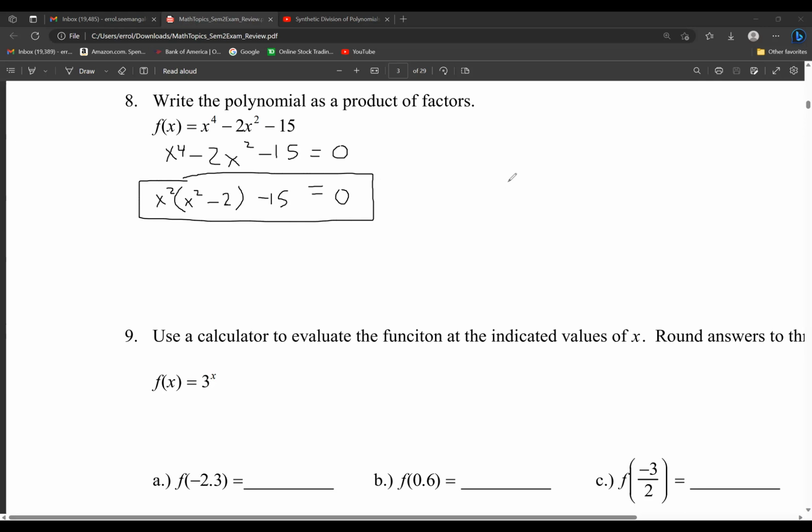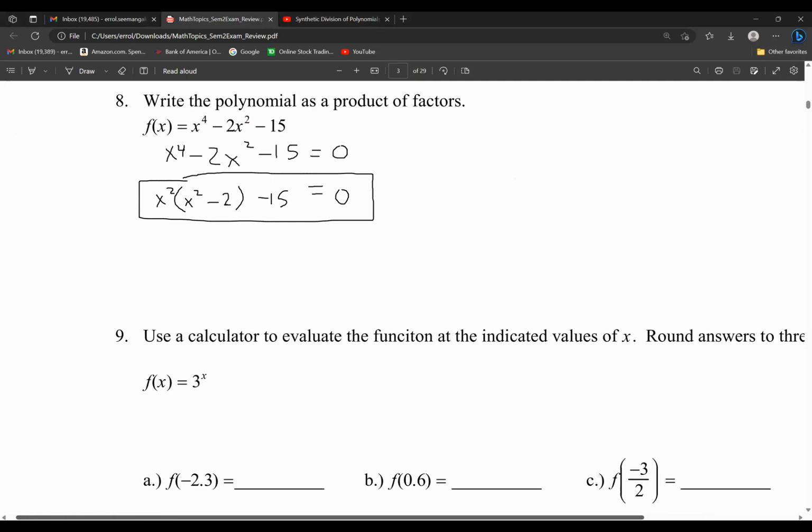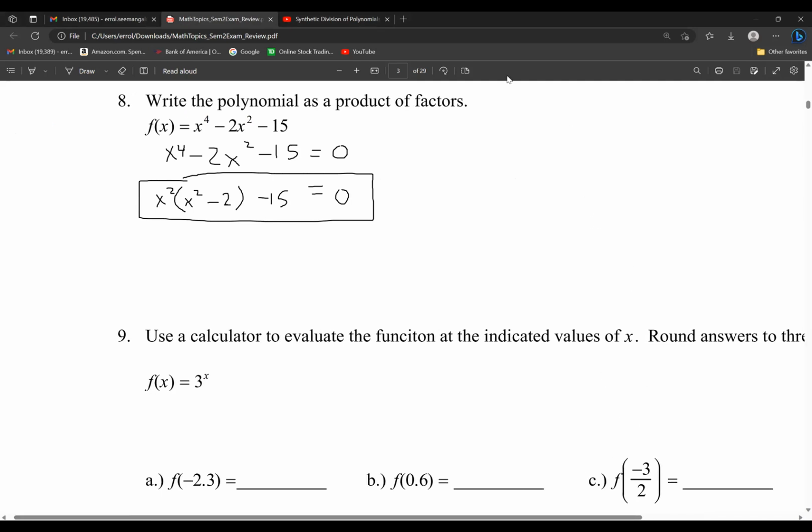All right, that's 8. Number 9: use a calculator to evaluate the function at the indicated values of x, rounding answers to 3 decimals. Okay. All right, so let's go on to 9.